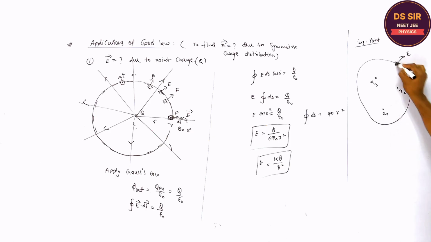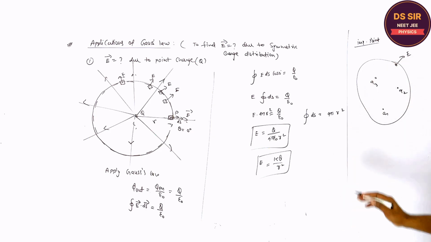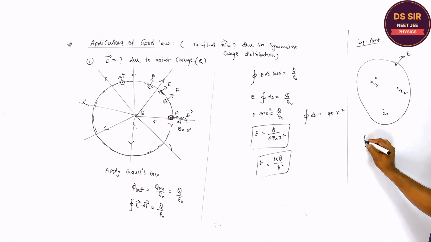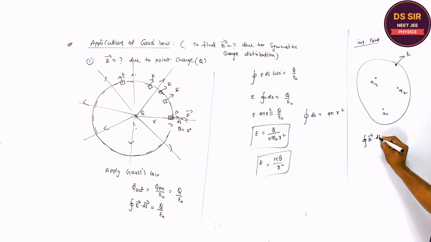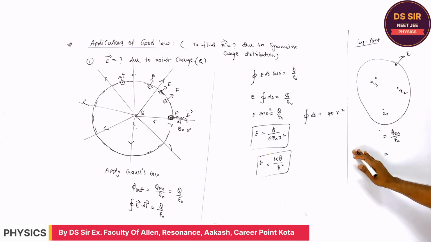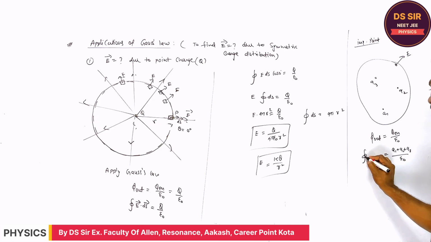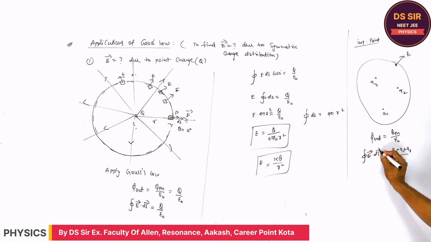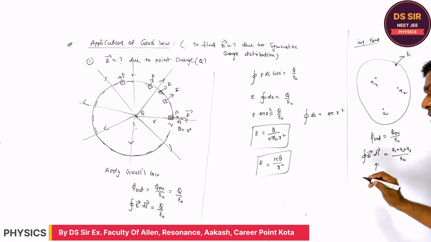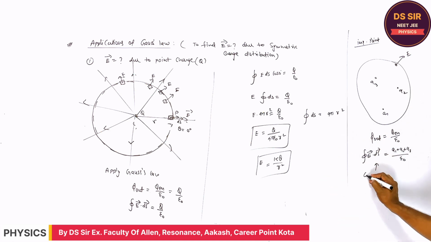When you apply Gauss's law for this Gaussian surface, the net outward flux is equal to the charge enclosed divided by epsilon naught. The charge enclosed is Q1 plus Q2 plus Q3, so the integral of E dot ds equals that divided by epsilon naught. Listen to one thing: Gauss's law is valid. No problem.